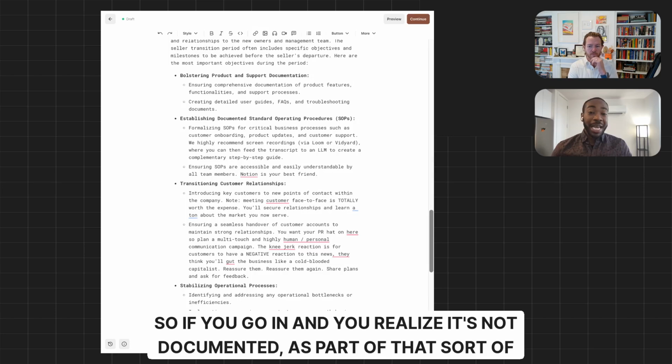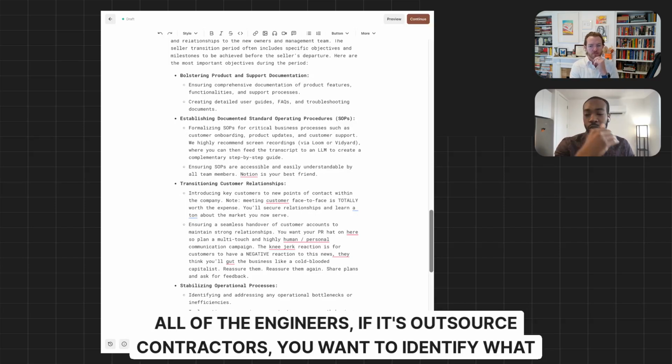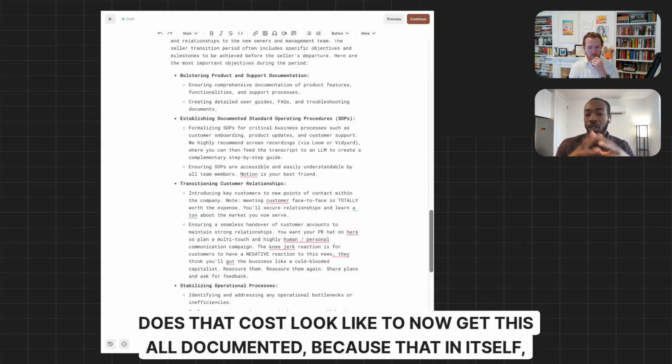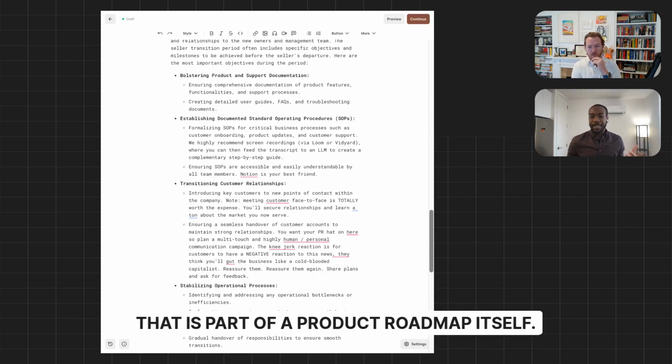So if you go in and you realize it's not documented, as part of that seller transition, you want to identify what it's going to cost to get everyone in place, all of the engineers, if it's outsourced contractors. You want to identify what that cost looks like to now get this all documented, because that in itself lives on a product roadmap. That is part of a product roadmap itself.